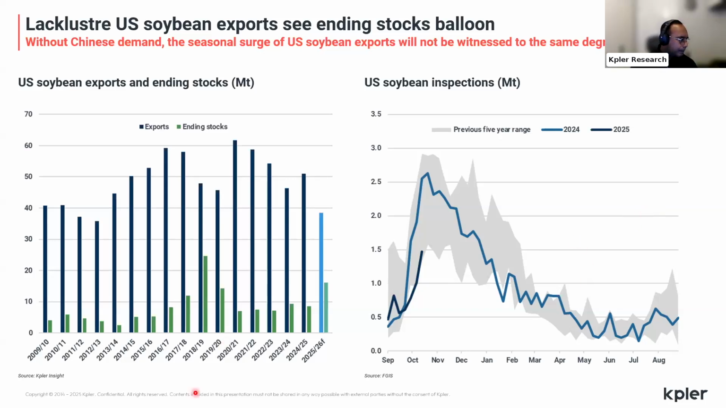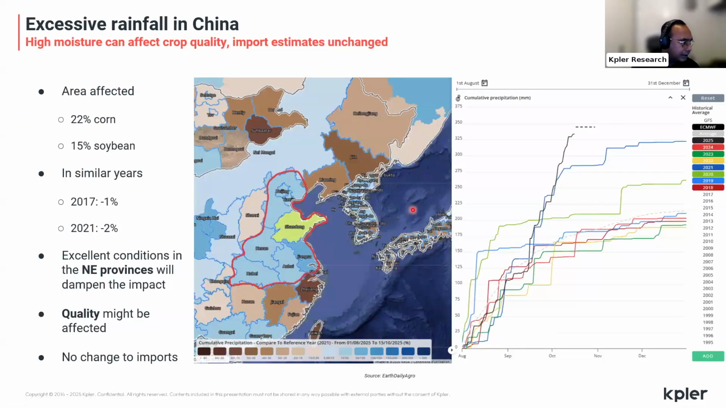Okay, yes, we were concerned about this as well, and we looked into it along with our data providers. I think I have a slide on that. Yes. The red section over here in central China, that's where the excessive rainfall has happened, which includes about 22% of corn planted area and 15% of soybean area. So there are a couple of mitigating factors here. In similar years where high rainfall was observed during the same time, the loss in yield was 1 to 2%. Secondly, these three provinces in the northeast have had exceptional weather, so increased yields from those areas will reduce the impact a little bit.